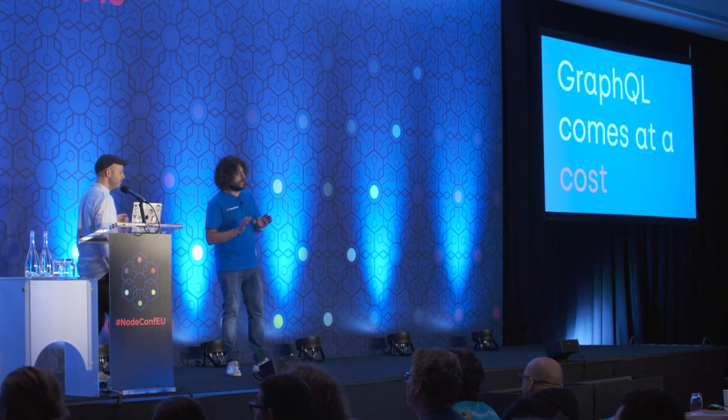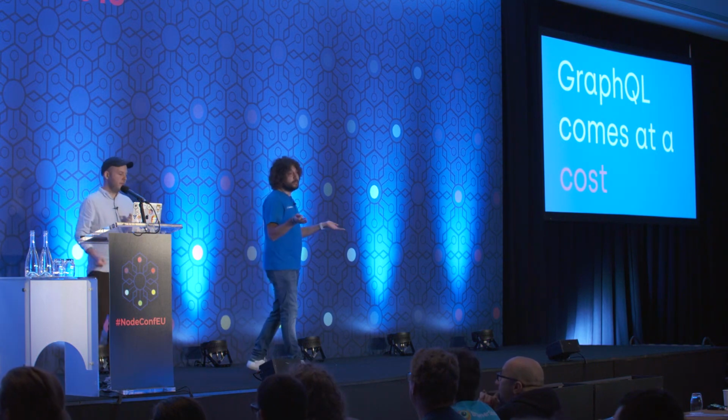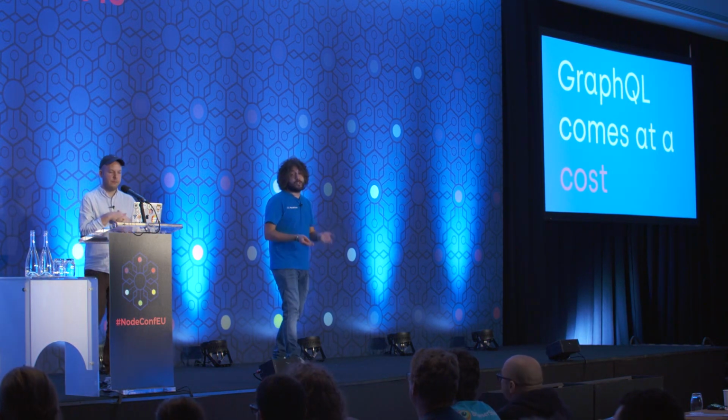However, GraphQL comes at a cost, as everything does. Whenever you introduce a new abstraction in your application, it can be a new framework, it can be a new library, everything that you add comes at a cost in terms of overhead, in terms of latency, in terms of throughput. The more things you do on that request cycle, the more time it will take to respond.